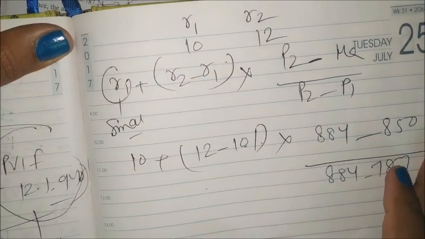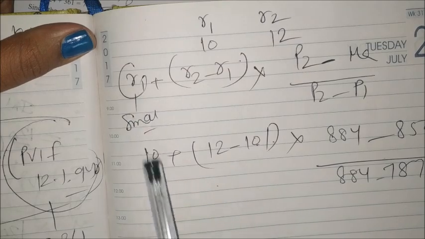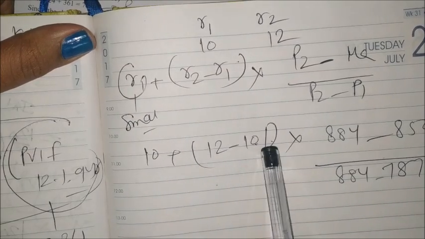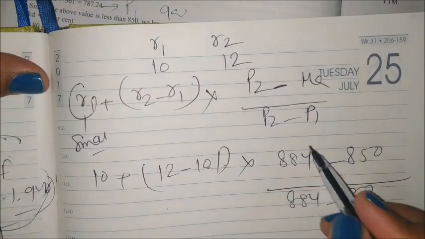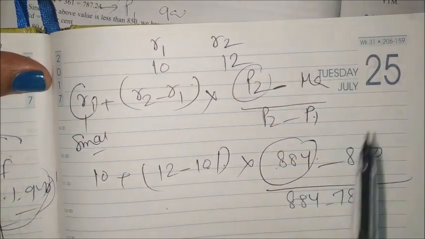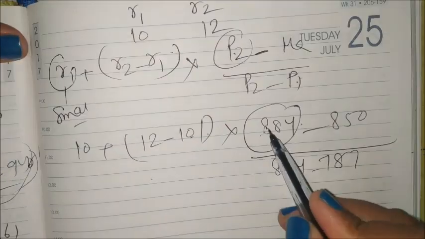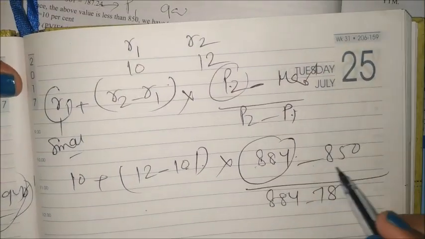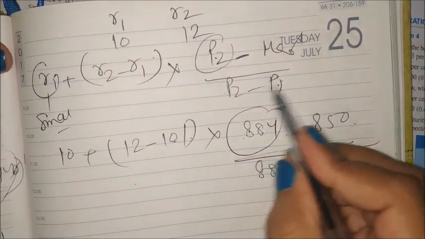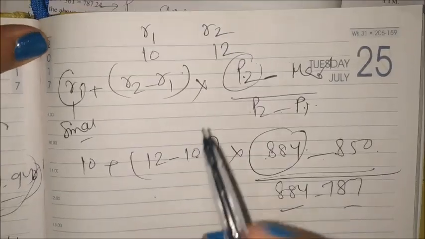This is just a formula I have created. You just have to understand what it is. R1 plus R2 minus R1: the small rate of interest plus the bigger minus the small rate of interest, multiplied by the bigger value. P2 is my bigger amount, P1 is my smaller amount. So the bigger amount 884 minus the market price 850, divided by the bigger amount minus the smaller amount. Hope you understand. It's not that tough.